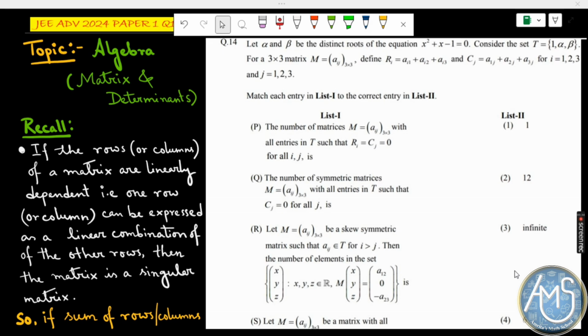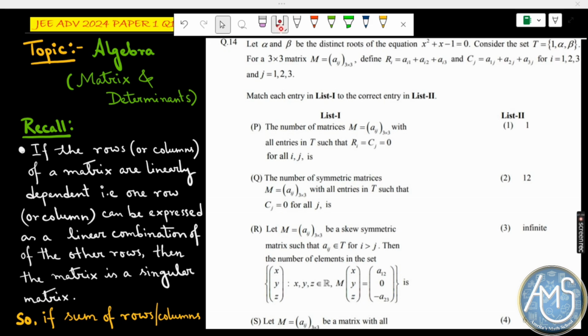You have to match them, and for each correct option you will get +3, and for a wrong option you will get -1, and no answer or unanswered means 0. So there is a negative marking. So let's read the question.